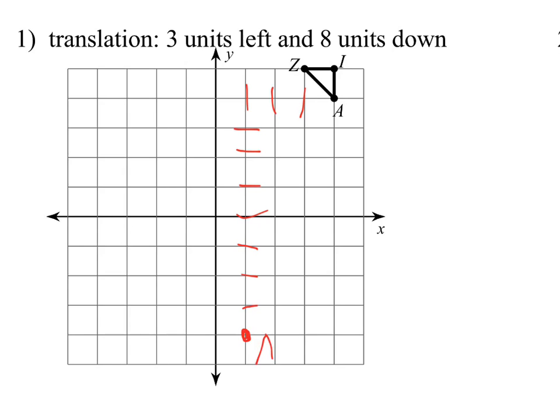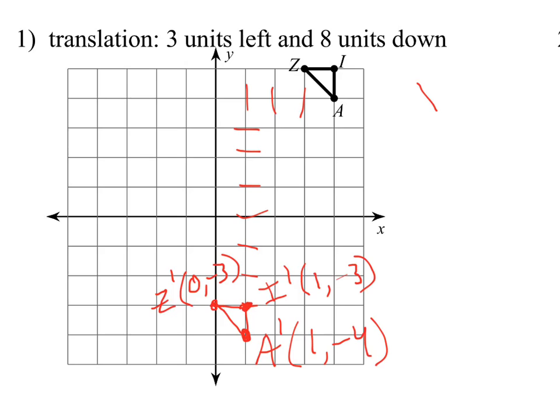You get your new spot. That's going to be A prime. That point is at 1, negative 4. Those are the coordinates there, 1, negative 4. And then I was 1 above that, so you should put I 1 above it. Its coordinates are going to be 1, negative 3. And then Z is 1 to the left of that, so that's going to be Z prime, which is the point 0, negative 3. And if you connect those up, you got your image now.